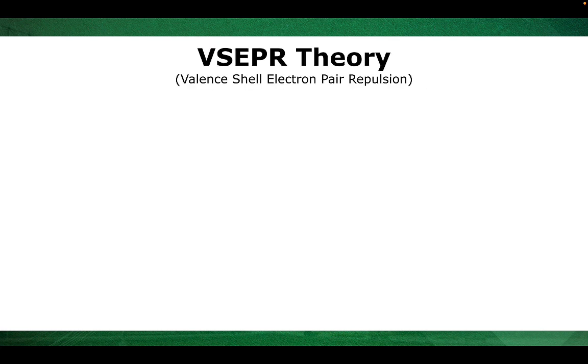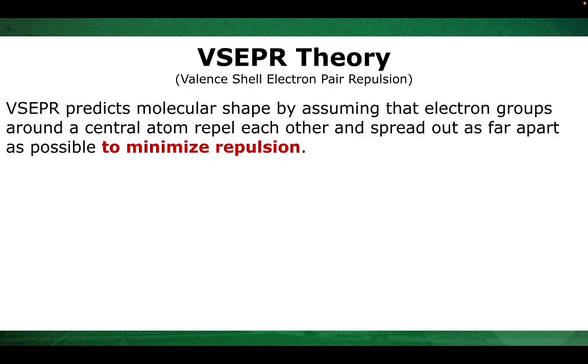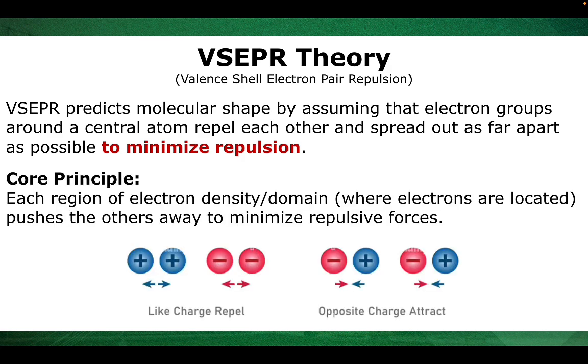Now let's talk about the VSEPR theory, or what we call the valence shell electron pair repulsion theory. So this predicts the molecular shape by assuming that electron groups around a central atom repel each other and spread out as far apart as possible to minimize repulsion. So that's the goal of the VSEPR. Because remember, in a bond, we have electrons. And as we all know, like charges repel each other.